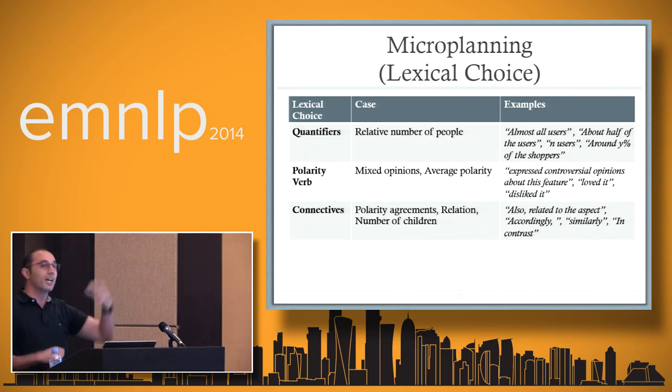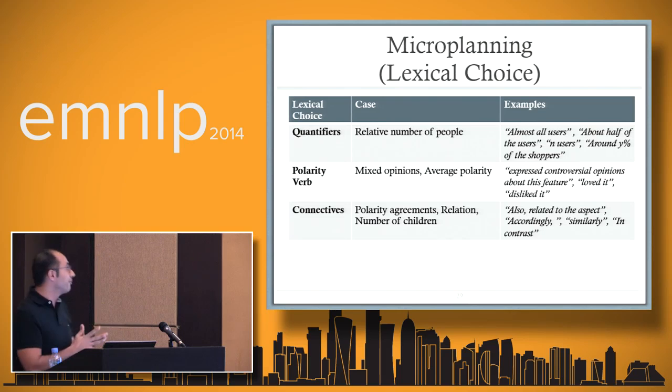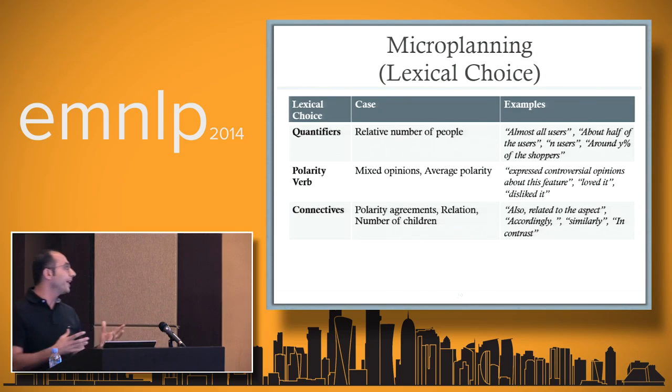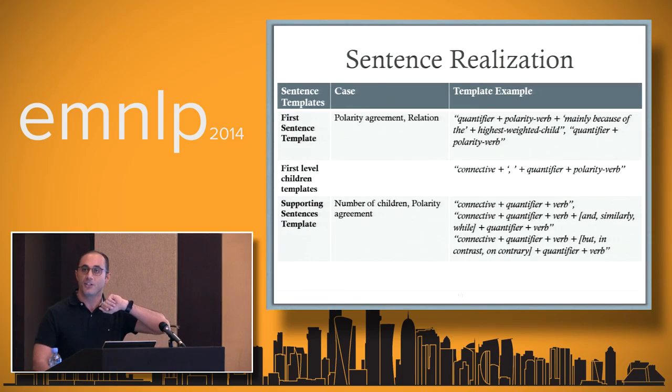For quantifier, we look at the relative number of people who talk about this aspect and find the lexical term for quantifiers. For polarity verb, we look at the mixed opinions or average polarity, and then we find our verbs. For connectives, we look at polarity agreement, we look at relations, we look at the number of children. We have many cases. We find our best connectives, and we pass our lexical choices to the sentence realization step.